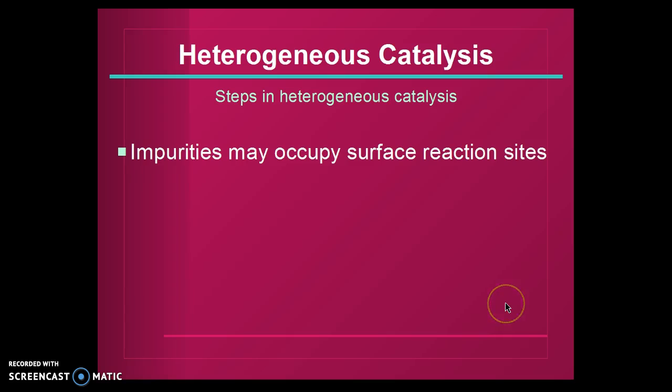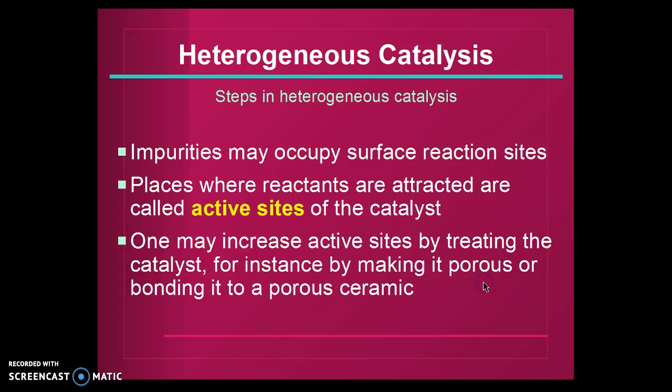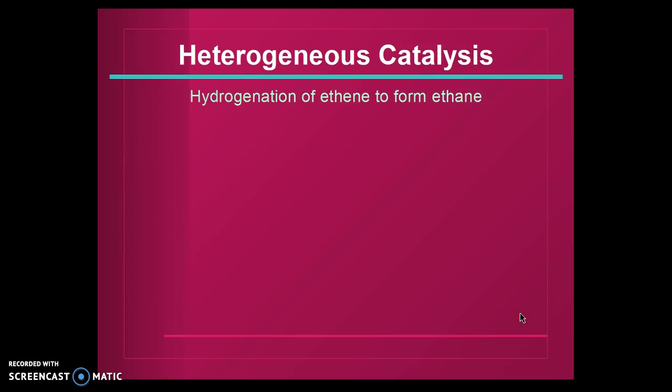Now, impurities may also occupy the surface reaction sites. Places where reactants are attracted, you may already know from biology, are called the active sites of the catalyst. You can increase the active sites by treating the catalyst. For instance, in some situations we can treat it with active steam, and it makes little pits in the catalyst, giving it a higher surface area. Or we can bond particles of the catalyst to a porous ceramic, and that gives it again more surface area contact with the reactants. We'll give you an example.